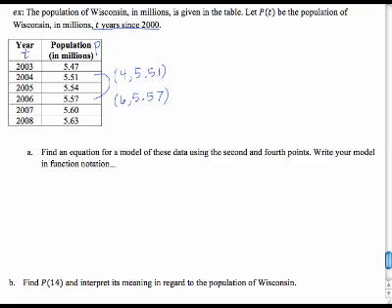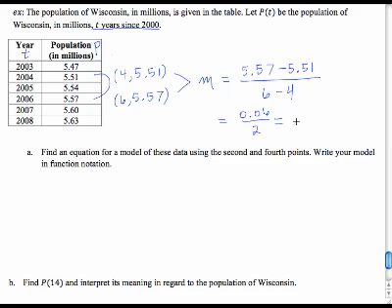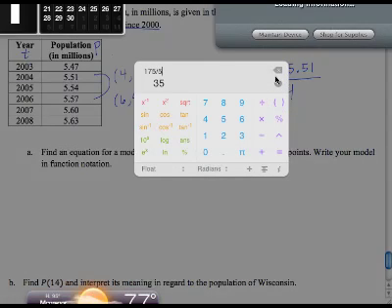So I'm going to do that up here. Let's find the slope between these 2 points. So change in y's over change in x's. It's 5.57 minus 5.51 over 6 minus 4. 5.57 minus 5.51 is 0.06. So 0.06 over 2 is going to be, if you're not sure, use your calculator, 0.03.